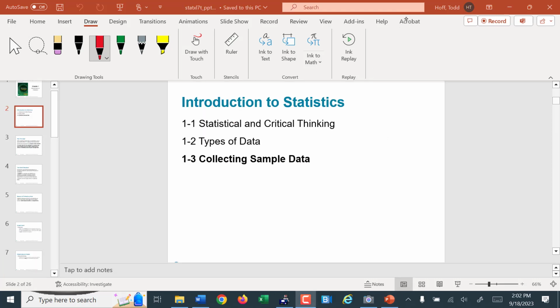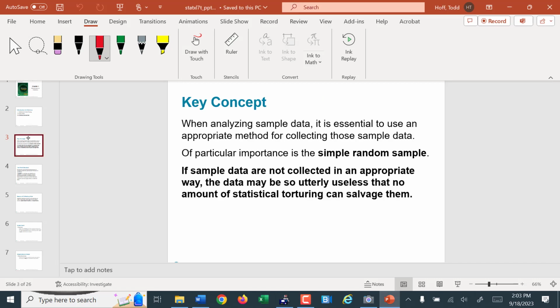So leading us into our final section of chapter 1 here of week 1 material, collecting sample data. Selecting the sample and collecting the data from that sample. So the key concept here is we need to have random sampling. And there's a lot of cases where random sampling is not strong enough. We need a simple random sample.